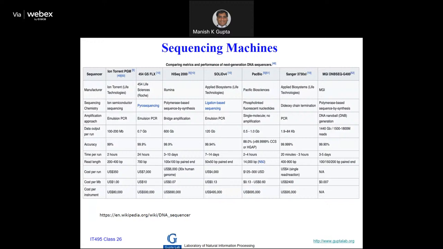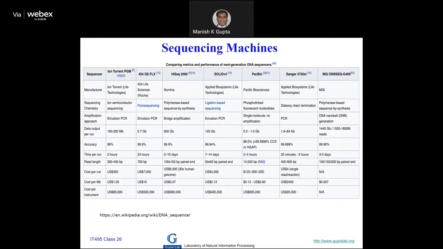By the way, here is a summary of popular machines which are available, sequencing machines or sequencers. Illumina is basically the leader in this area. And as you know, they are the co-founder of the DNA Data Storage Alliance because they are also working on this technology, because in sequencing they are masters. And now everybody is trying to look at the roadblock of DNA synthesis. That is another very, very important thing.